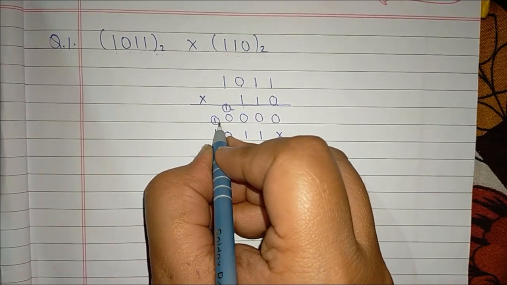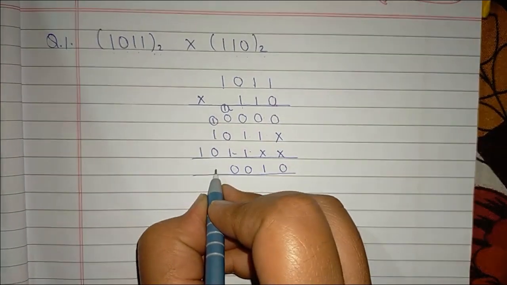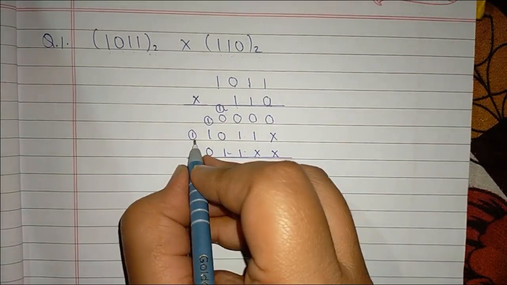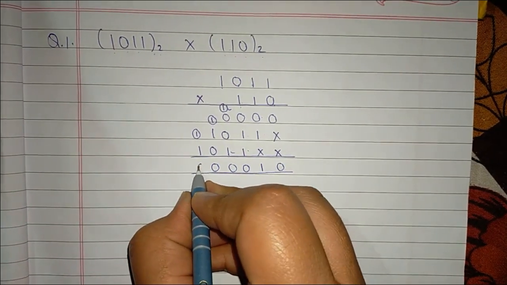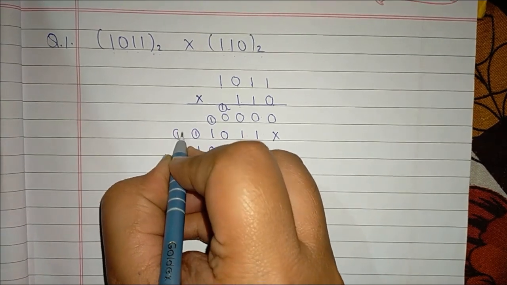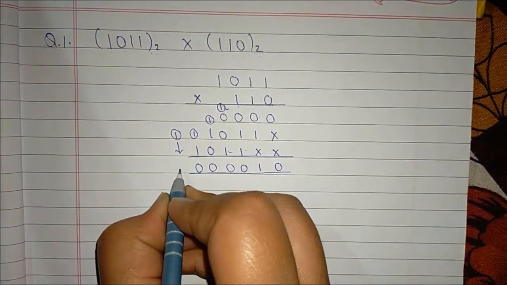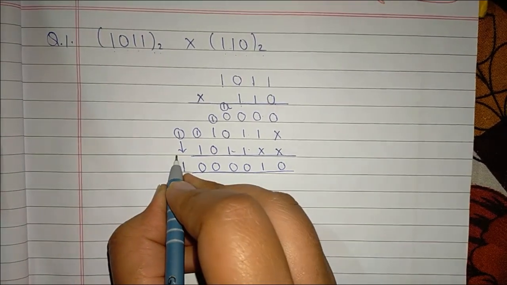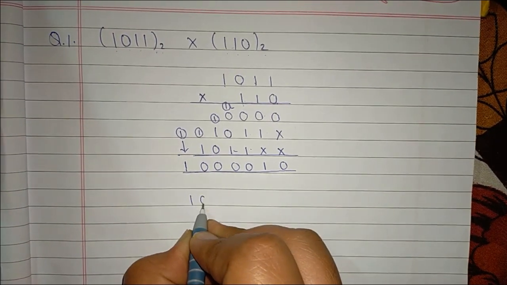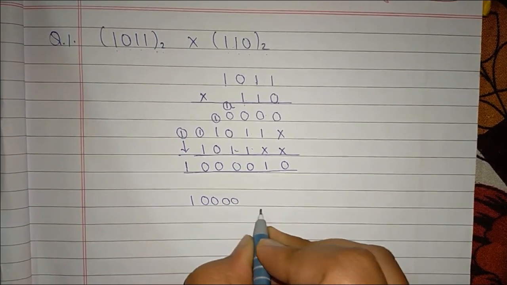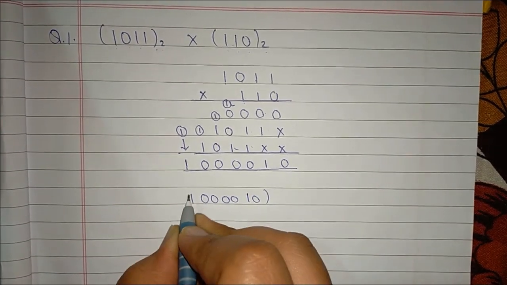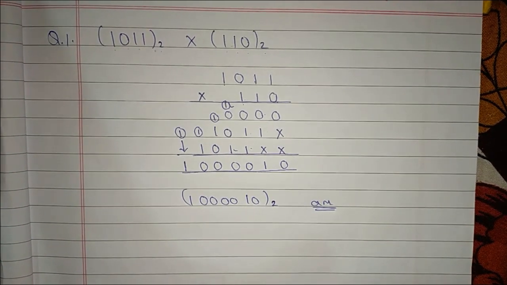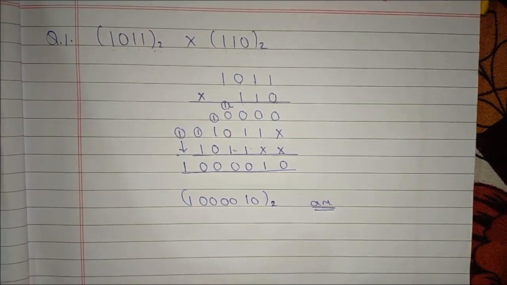Now again we have to add this carry and this 1. Your result will be 0, and a carry of 1 will be again generated. Now you have to add this carry with this 1. So the result will be 0, and 1 carry will come over this side. We have to note down this carry over this side, and our final answer will be 1 0 0 0 0 1 0 with a base of 2. Fine. Now let's see our second question.